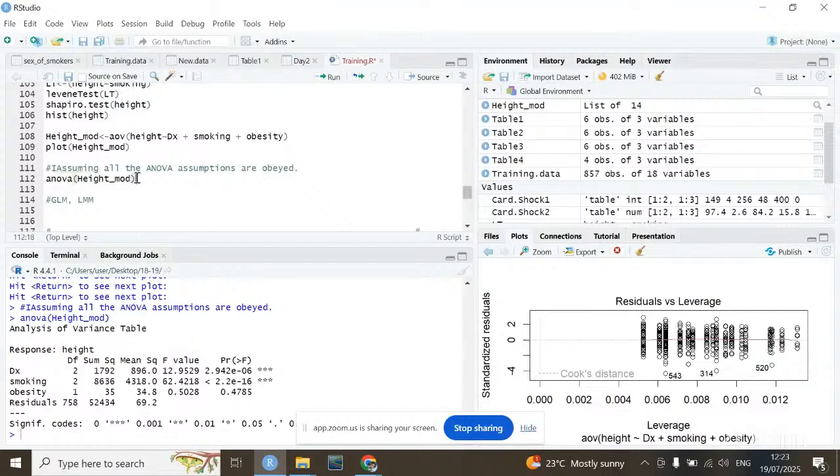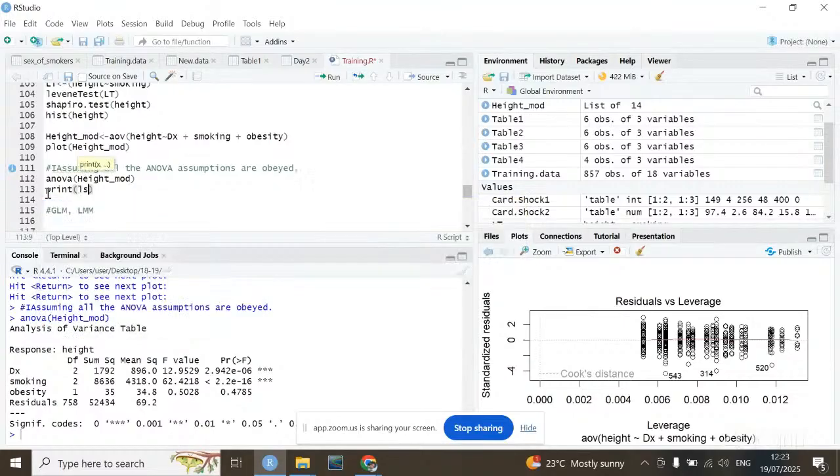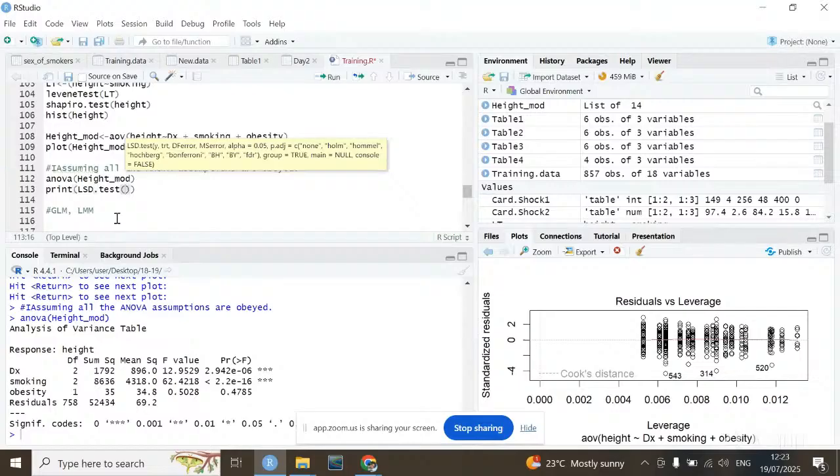After that, for those factors which are significant, you can proceed and do other analysis. You can do the multiple comparison.